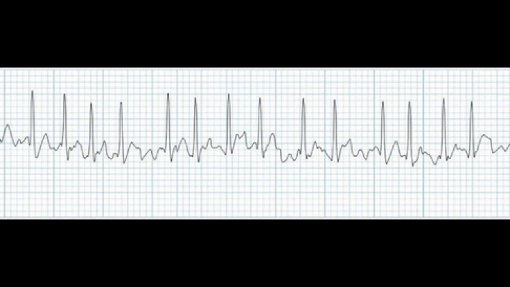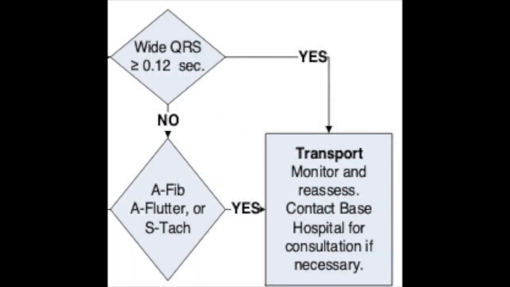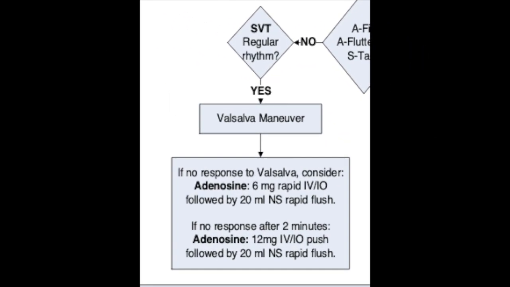Especially in our older population, rapid atrial fibrillation, or what's called AFib RVR, which is rapid ventricular response, is not uncommon. So it could be a narrow complex that's irregular but fast. If you think it is AFib or aflutter or sinus tach, then again, you just transport. However, if it's narrow and not AFib, aflutter, or sinus tach, then you're thinking about SVT.